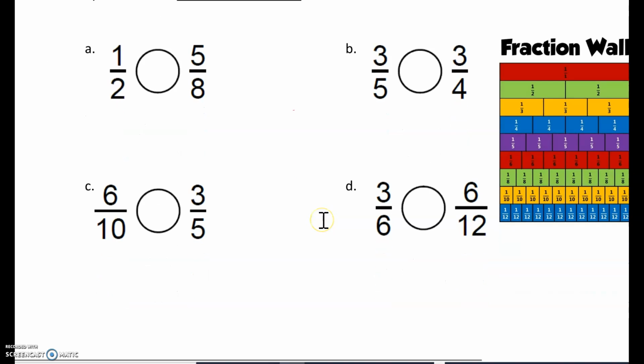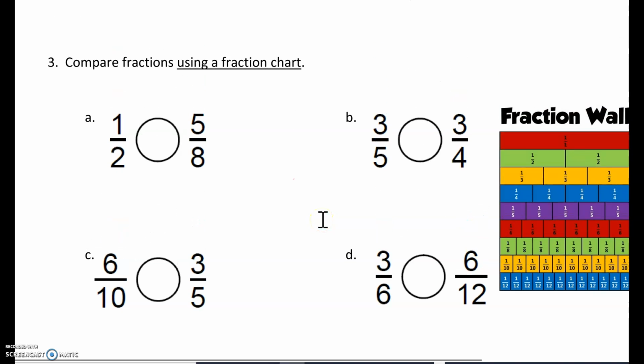Now, when we are comparing fractions that do not both have 1 as the numerator, we need to use a fraction chart. Or you can use a fraction chart to help you out. So 1/2 and 5/8. If I come to my fraction chart and I look at 1/2 here and 5/8 here, 1, 2, 3, 4, 5, I can see that 5/8 is going to be bigger than 1/2.